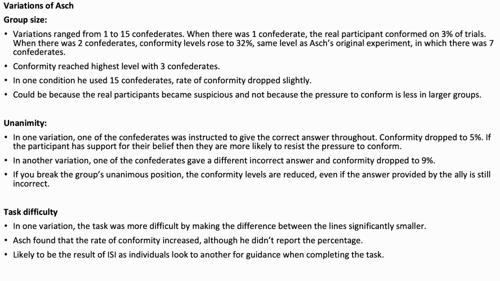Then the last variation is task difficulty. In one variation, the task was more difficult by making the difference between the lines significantly smaller. Asch found that the rate of conformity increased, although he didn't report the percentage. This is likely to be the result of informational social influence, as individuals look to another for guidance when completing the task. So that is all of the AO1 that you need to know for Asch and the variations.